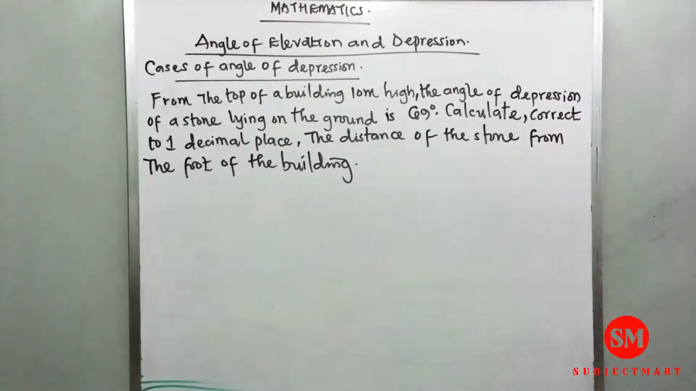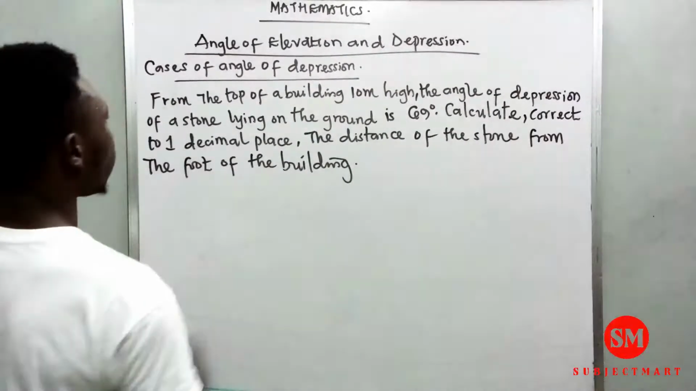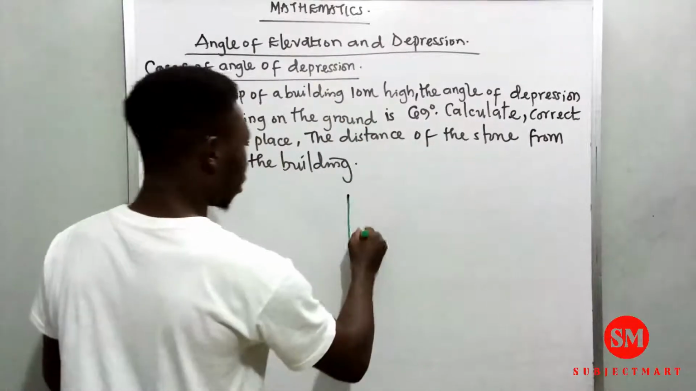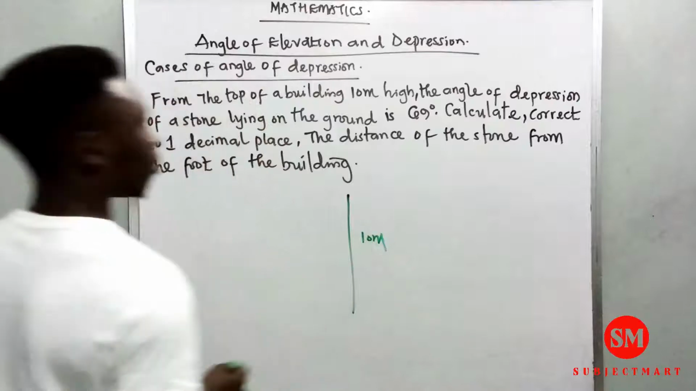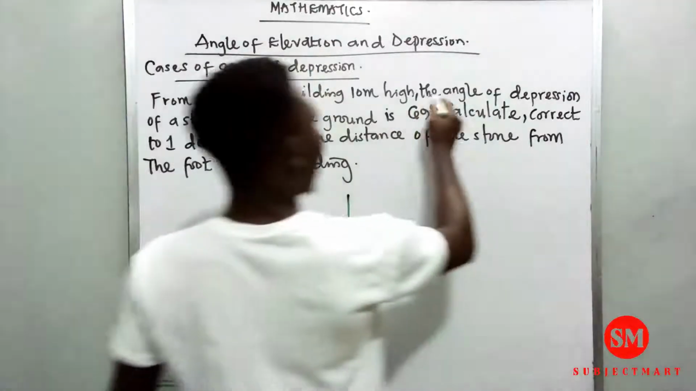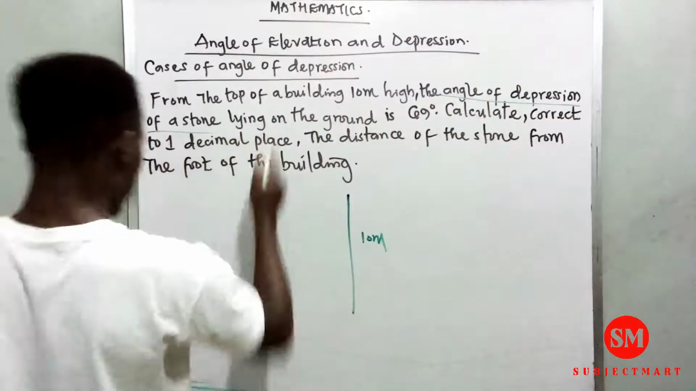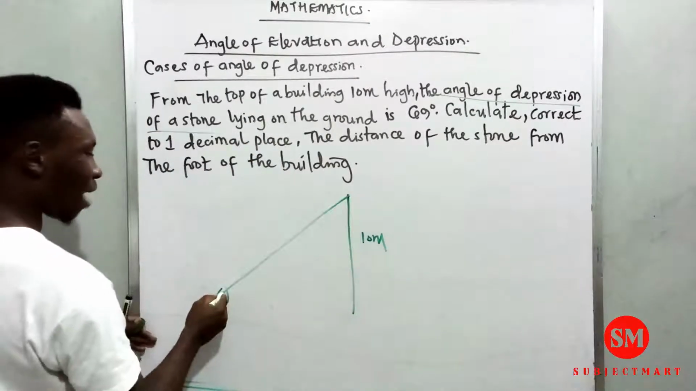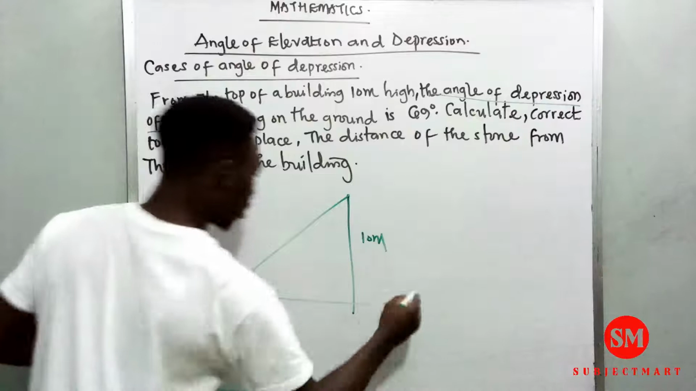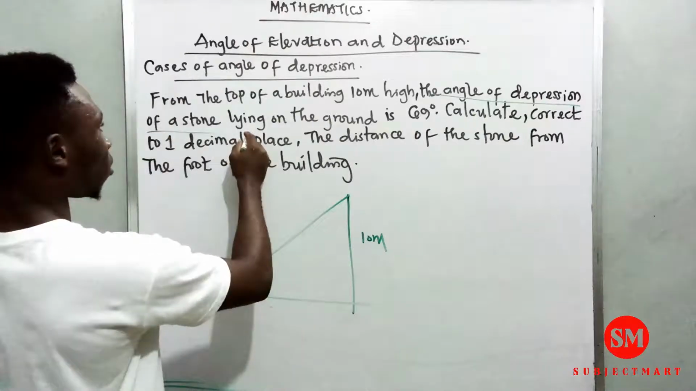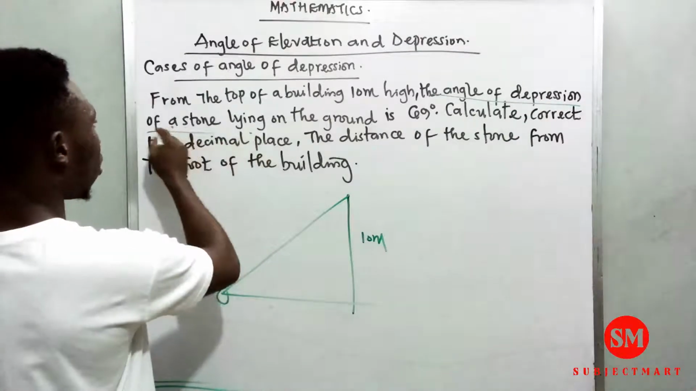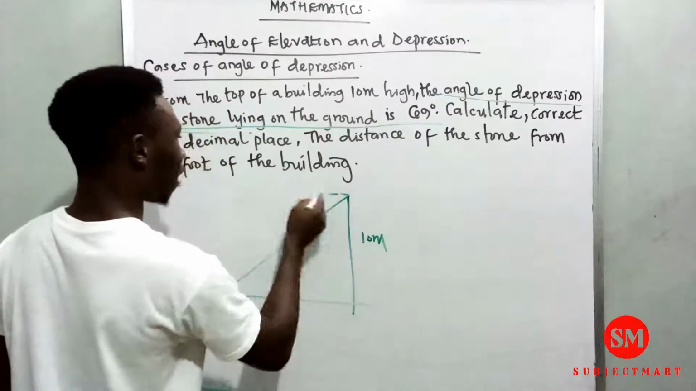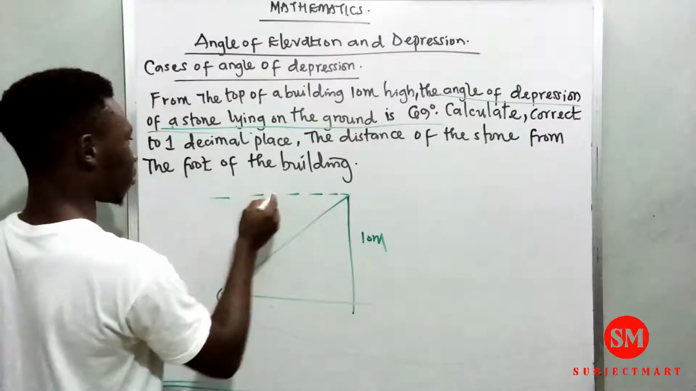So from the top of a building 10 meters high. If this is the building and it is 10 meters high, the angle of depression of a stone, now let's say this is the stone here, so from this top to this stone, the angle of depression of a stone lying on the ground is, now what is the angle of depression? We'll have this out here.